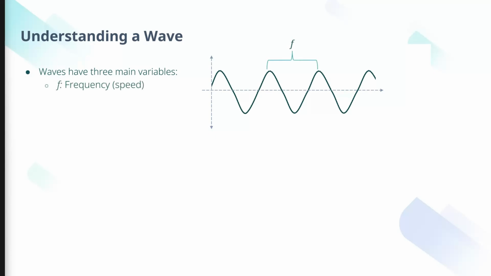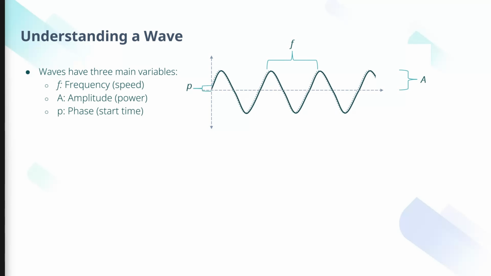There's the frequency. This is the speed of the wave. So again, that might be like alpha, beta, gamma for our uses. Amplitude, the power of the wave. And then this phase, which is kind of like the start time or the value at time equals 0.